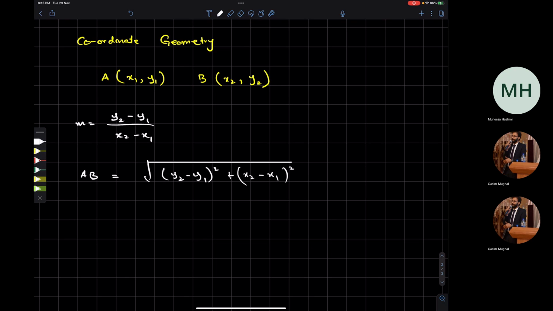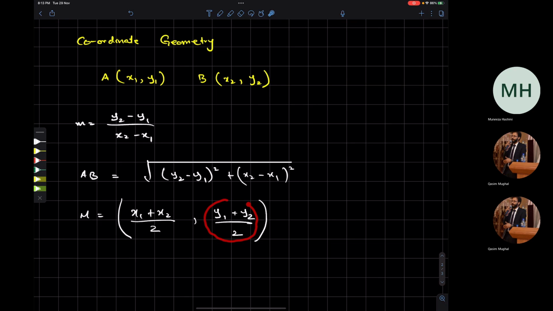And if you want to find out the coordinates of point M, which is exactly halfway between A and B, then you add the x coordinates of both and divide by 2, and then you add the y coordinates of both and divide by 2. So adding the x coordinates of both and dividing by 2 will give you the x coordinate of the midpoint, and adding the y coordinates of both and dividing by 2 will give you the y coordinate of the midpoint.